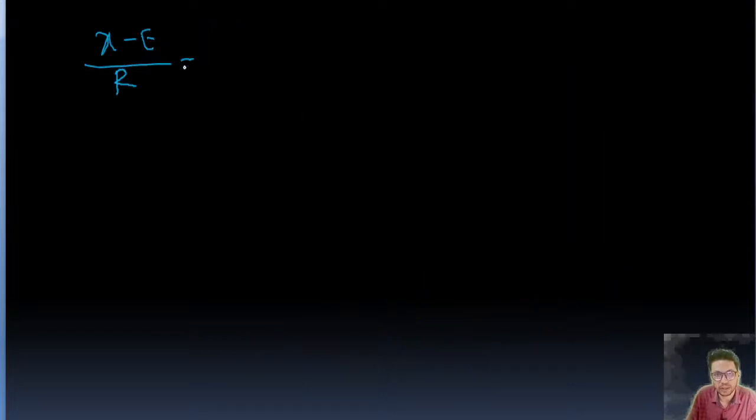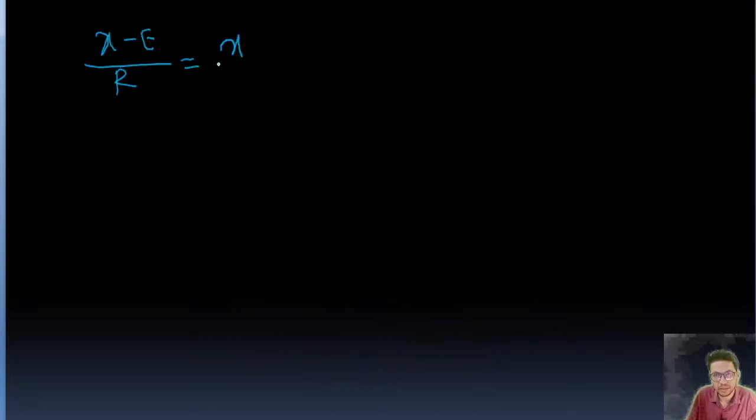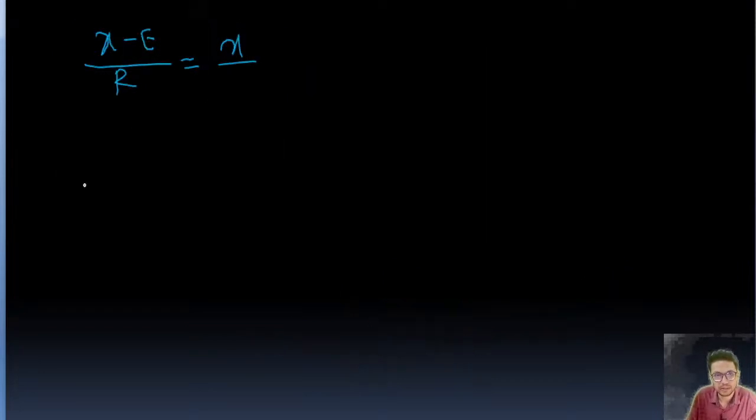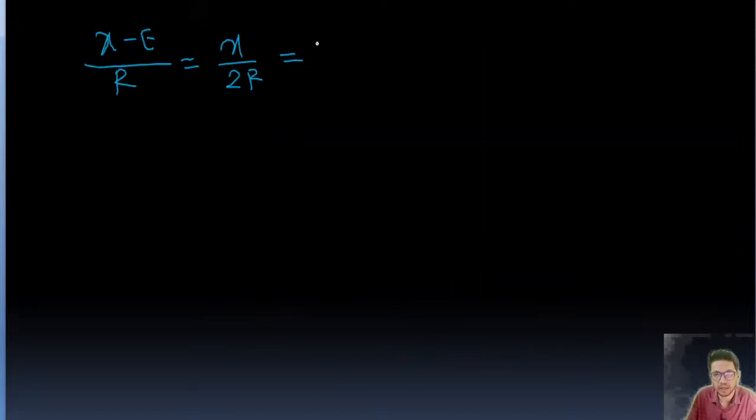Plus X minus 0, which means X, upon R3 plus R4, which means R plus R, 2R, plus X minus 0 means X upon R2, which means R, X upon R, equal to 0. R will get cancelled, so this is going to be X minus E. These are plus signs, guys, my apology, plus sign.